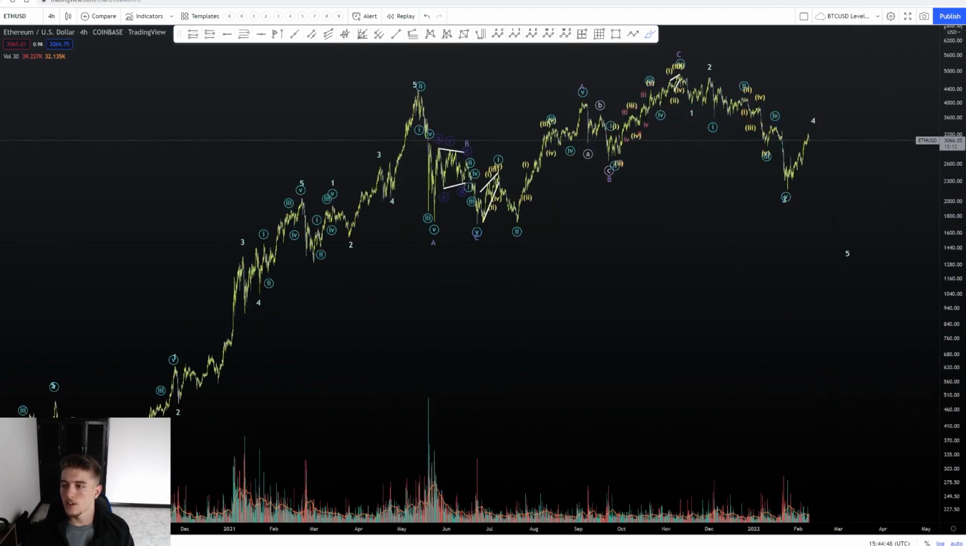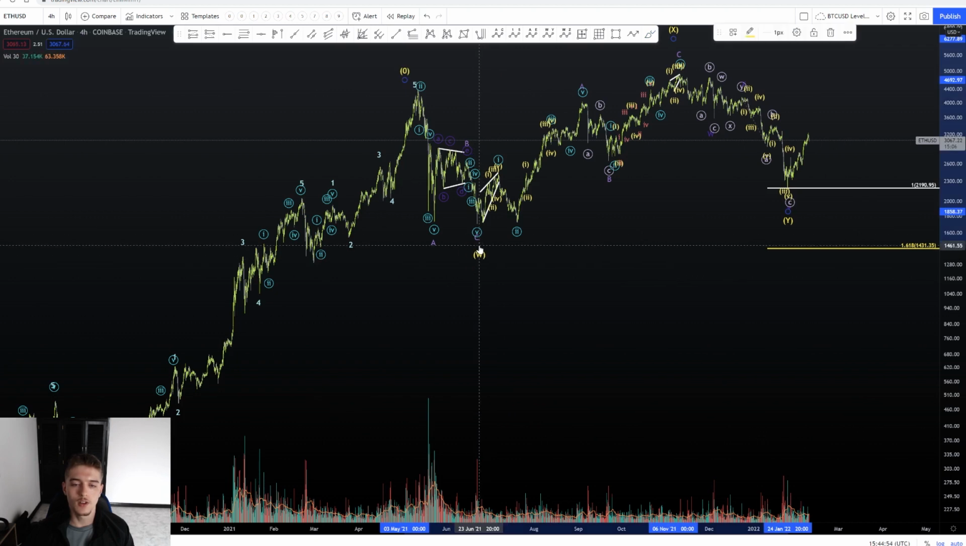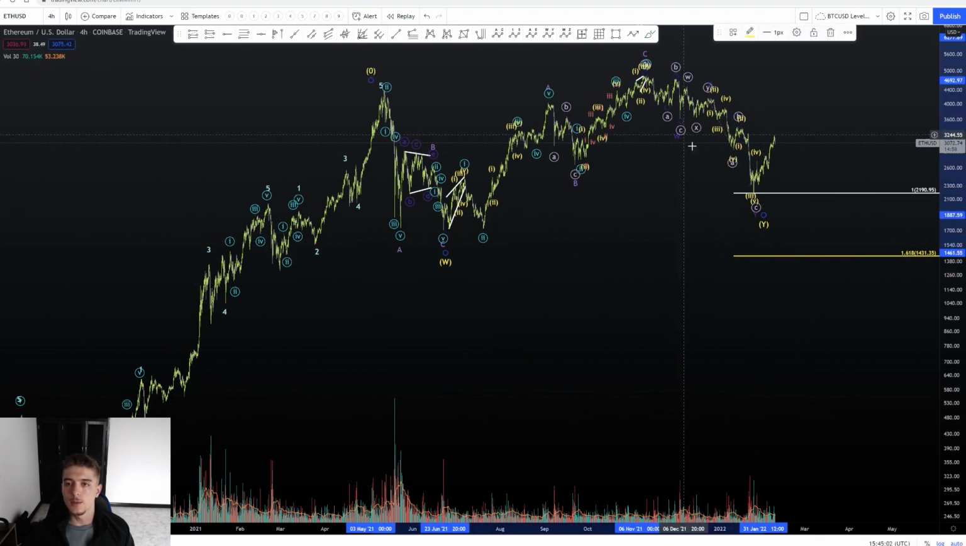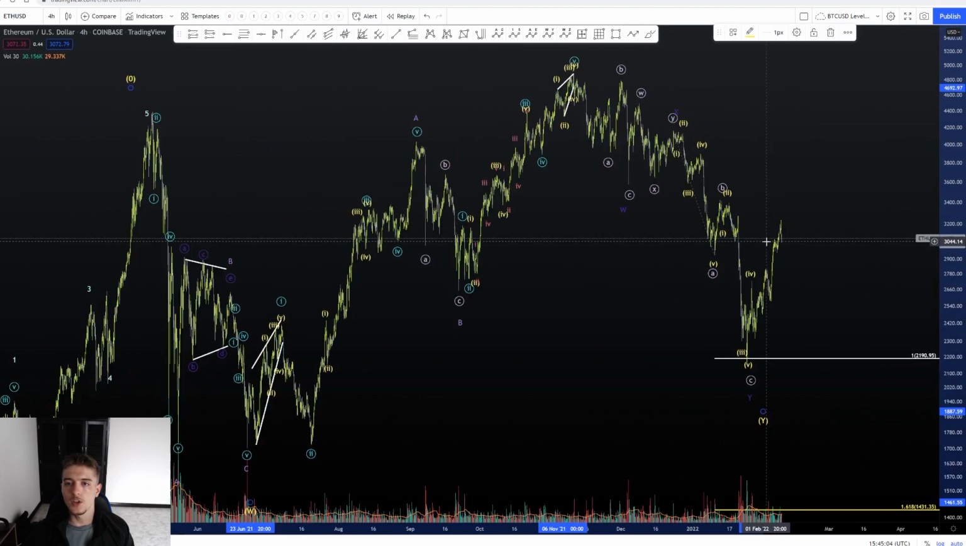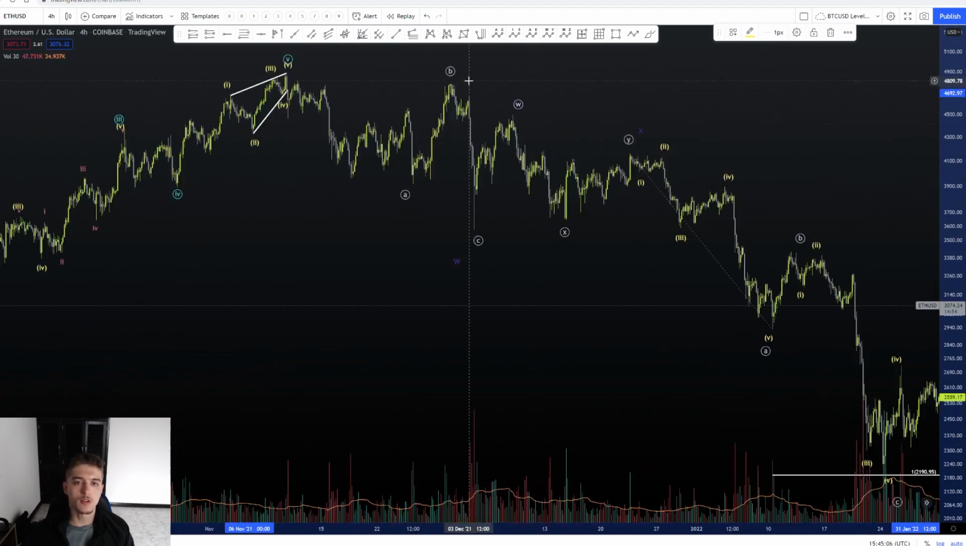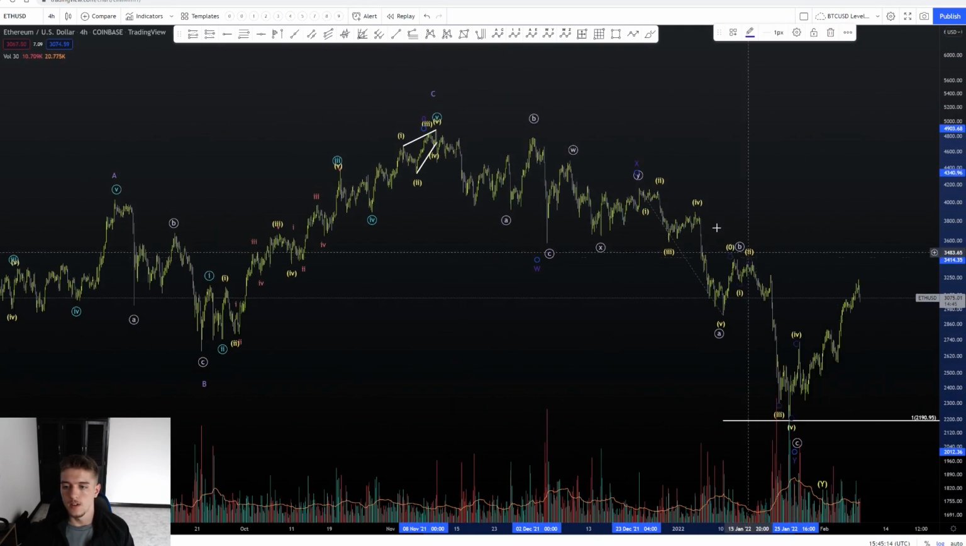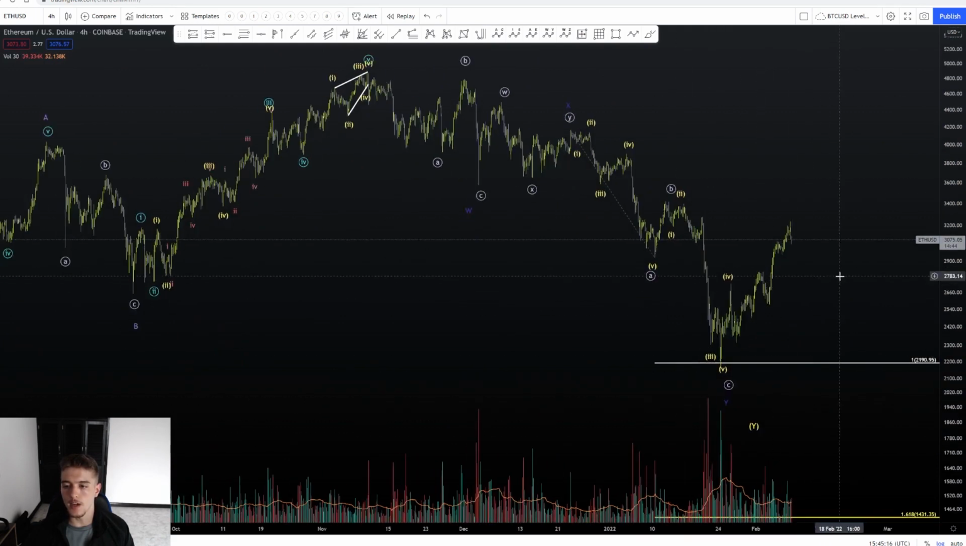Now another count we could be going over is the WXY, as I mentioned, where this is all an A. So this will actually be a W, an ABC for the wave X. Then for the wave Y, we could be coming all the way down here, but this could be a WXY for the wave Y, in which case this would all be a flat. So this would be an ABC for a flat. This would be a WXY for the W wave, and then this would all be an ABC for the Y wave. And I kind of like that actually.